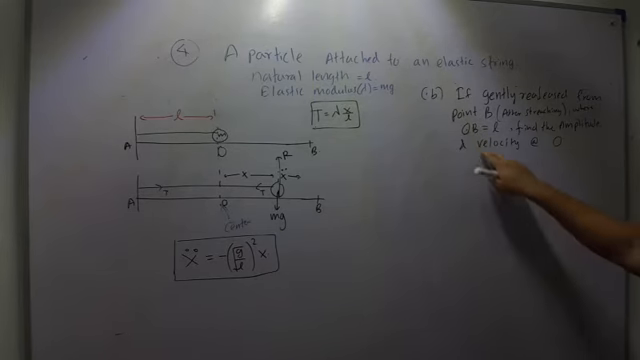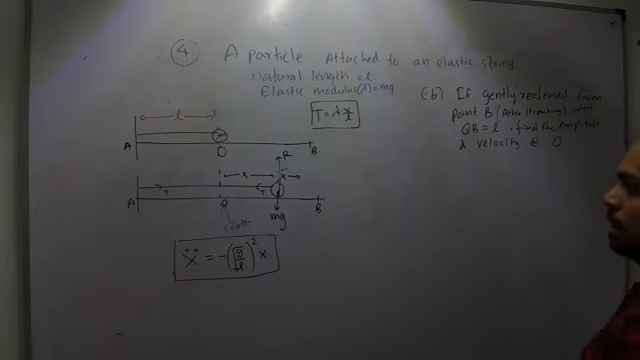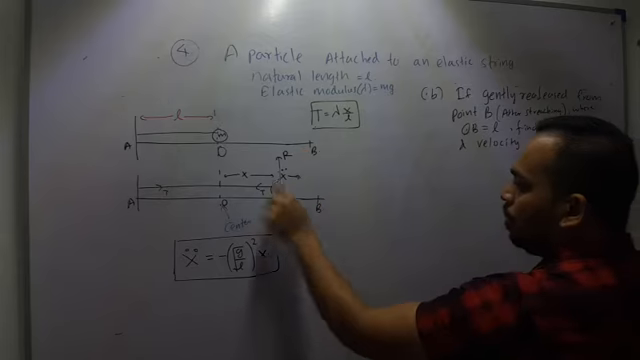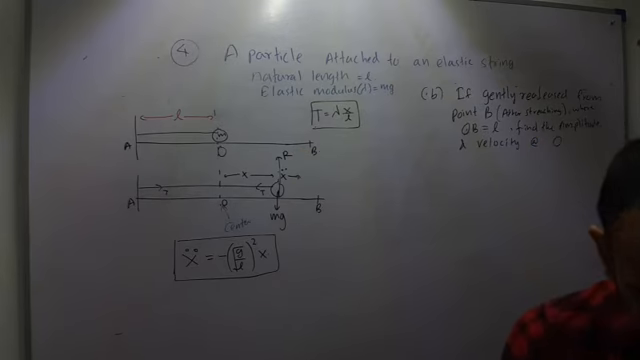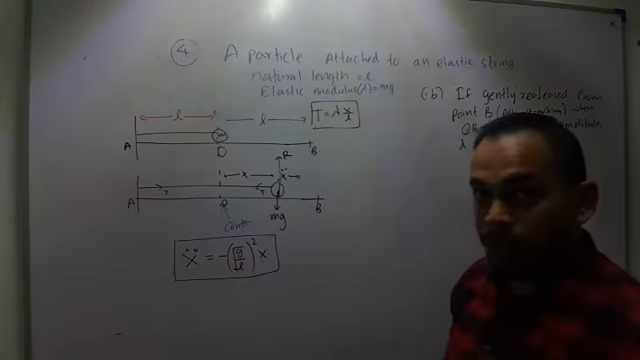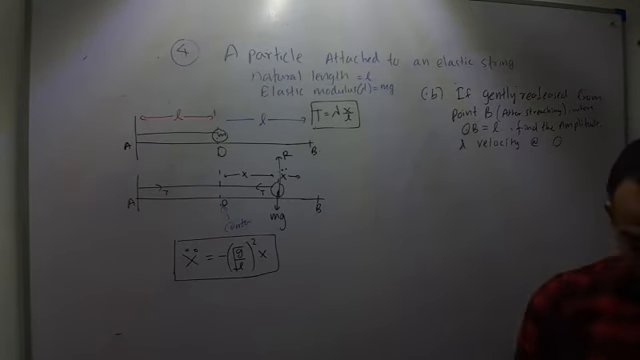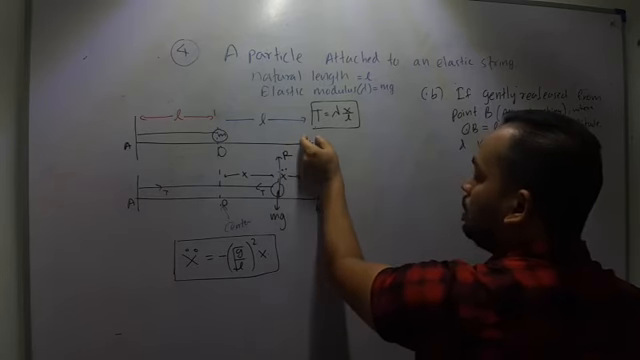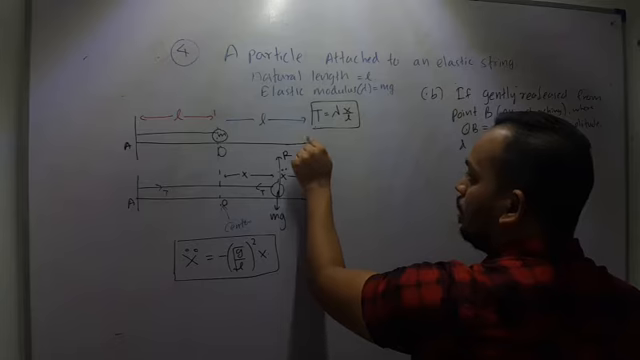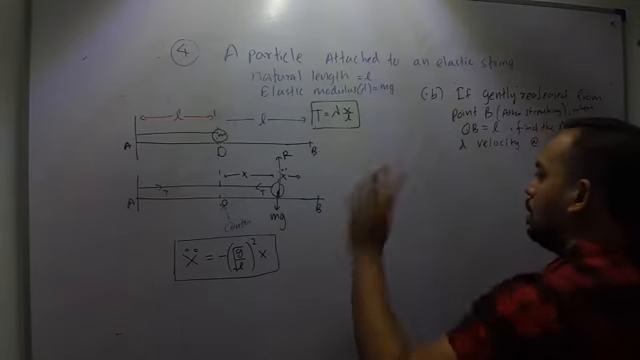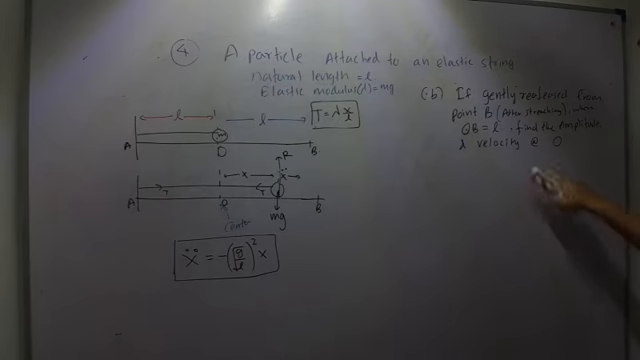Right. So second part: if gently released, now they say that the particle is stretched to a point B such that OB is length L. From A to B, length is L. If this is the case, and at this point it is gently released, that means the velocity of the particle at point B is 0, then it is released. Find the amplitude and the velocity at O.